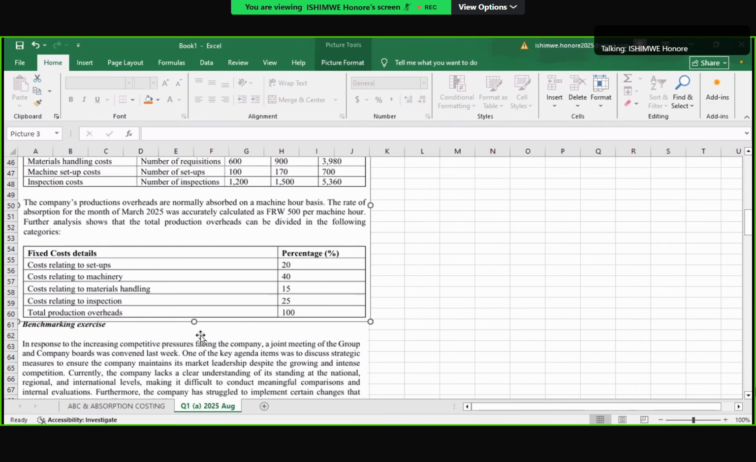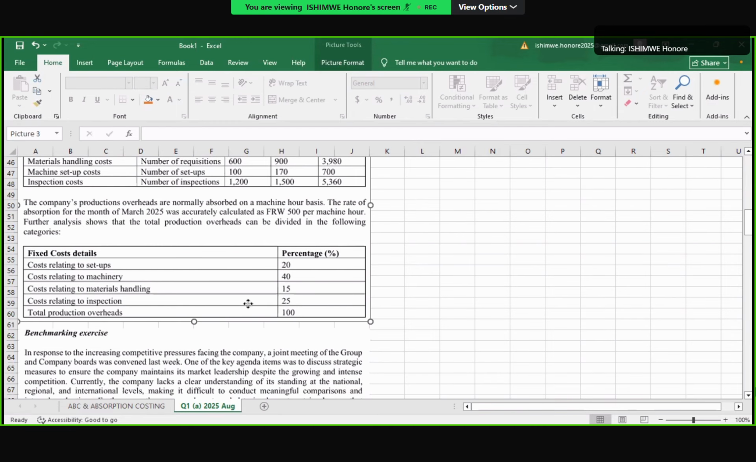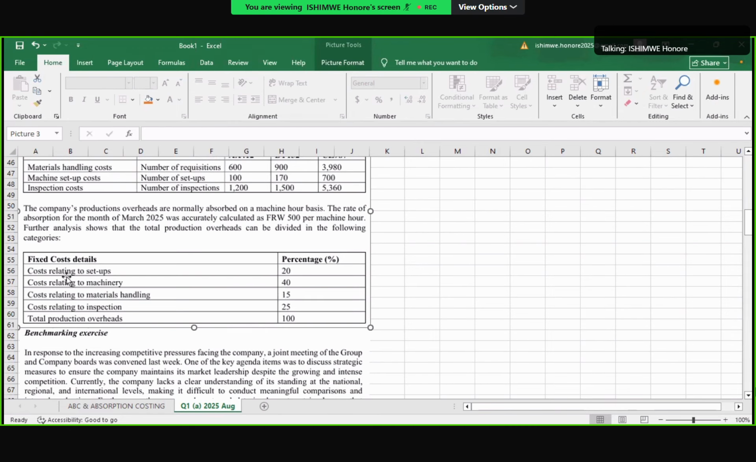Okay, let me reduce it like this. Okay, this is it. We have the cost, the activities that we are going to be identifying.